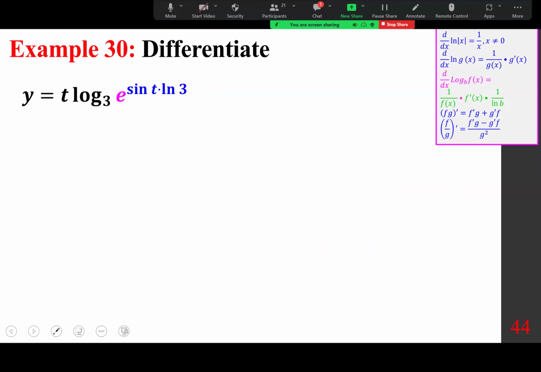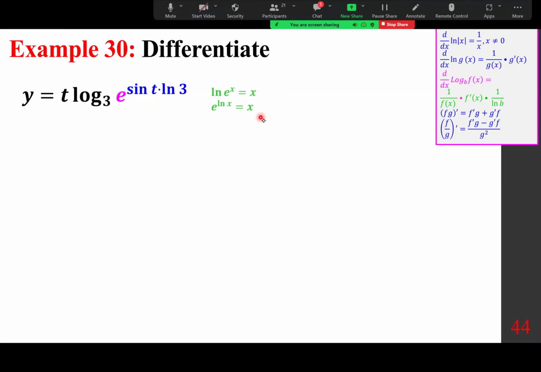We're going to continue differentiating. Y is equal to t log base 3 of e to the power of sine t ln 3. Again, remind you that ln of e to the power of x is x, e to the power of ln x is x.